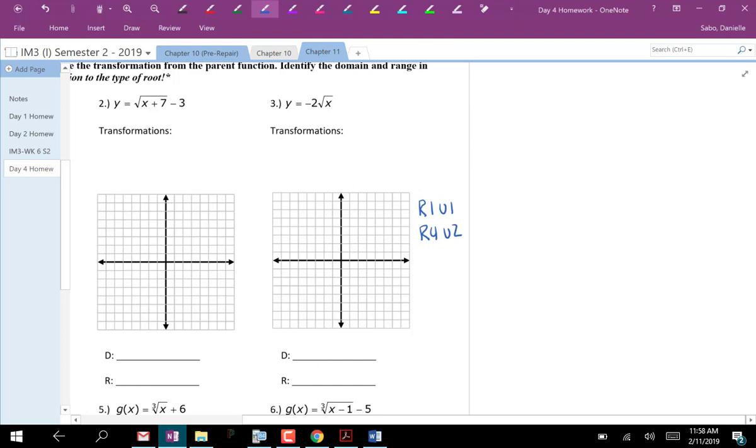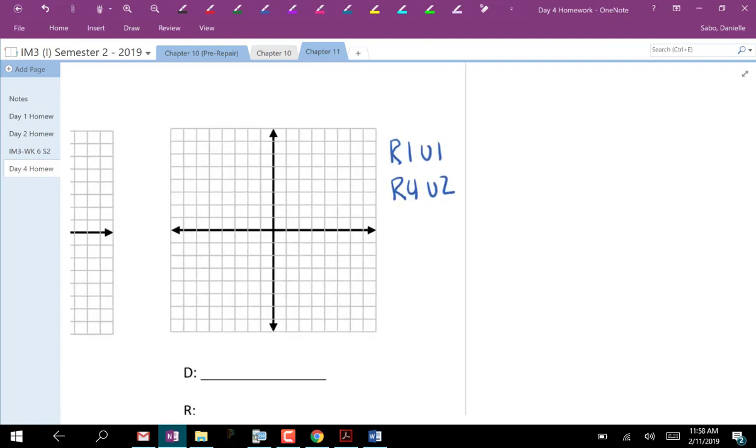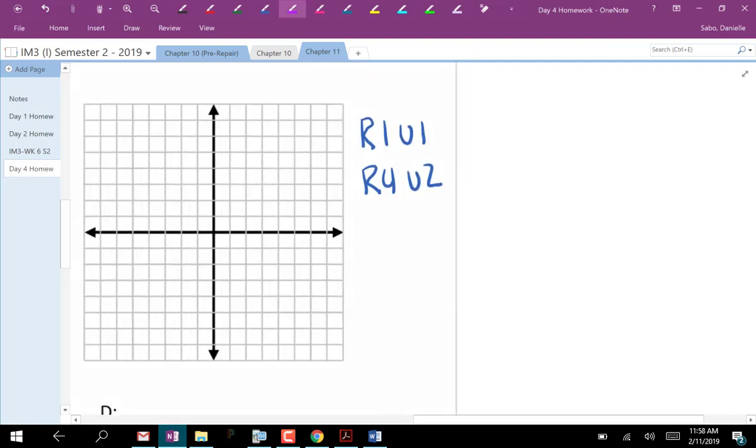Let's talk about number 3. This -2, because it's all the way out in front, means the pattern is changing. The only time the pattern doesn't change is if there's nothing in front of this radical sign. So right here, I wrote out for you: right 1, up 1 is now becoming right 1, because you have to multiply by -2, down 2. Because if you do 1 times -2, you get -2, which is down 2. So this is becoming down 2 now.